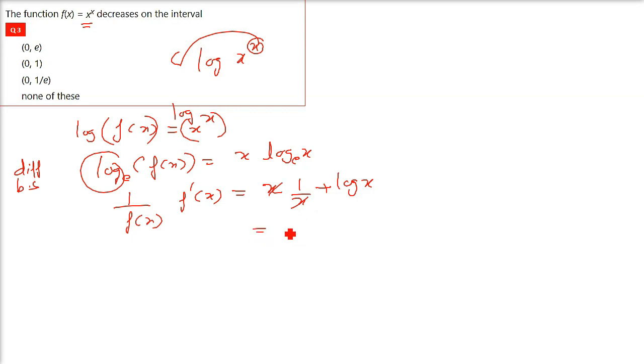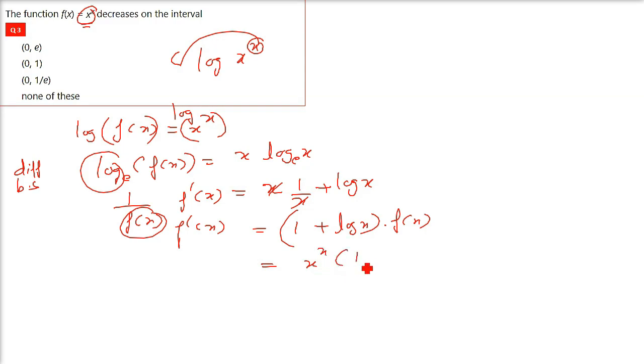This gets cancelled. You have 1 plus log x, and on the left you have f dash x, and this f(x) goes on the right side. I've just cross multiplied. You already know it. x raised x we have started. f(x) you can just replace it by x raised x into 1 plus log x. This is your differentiation.